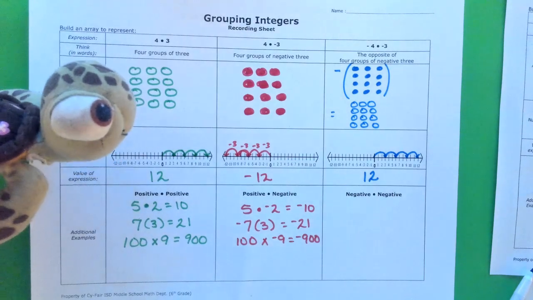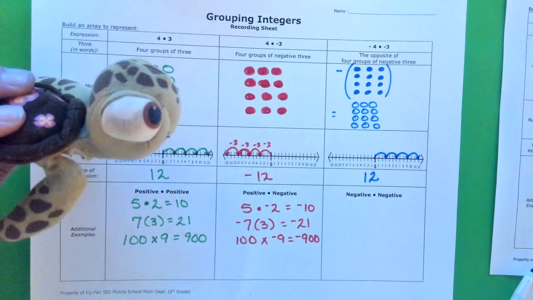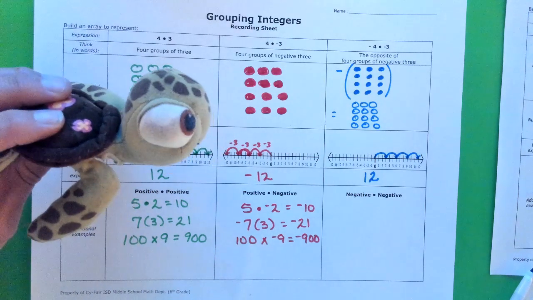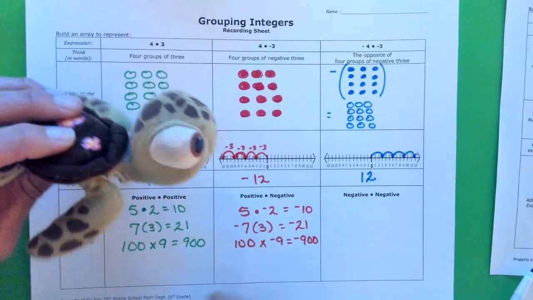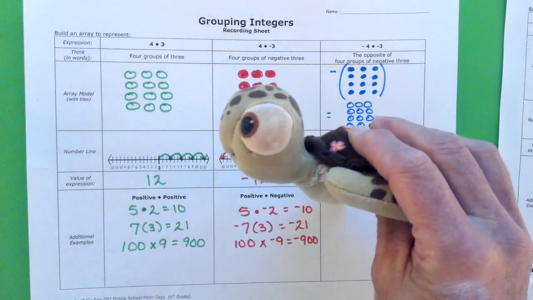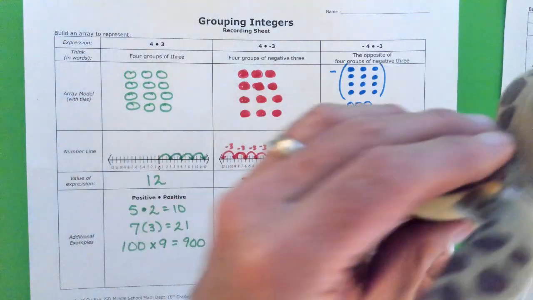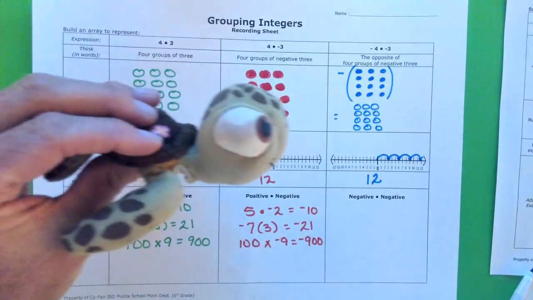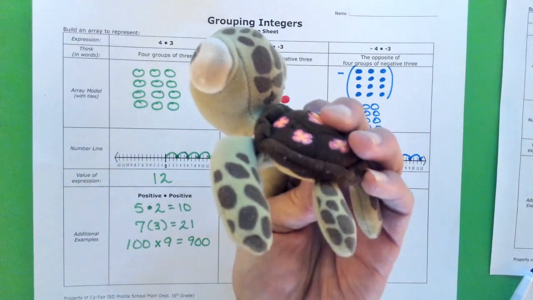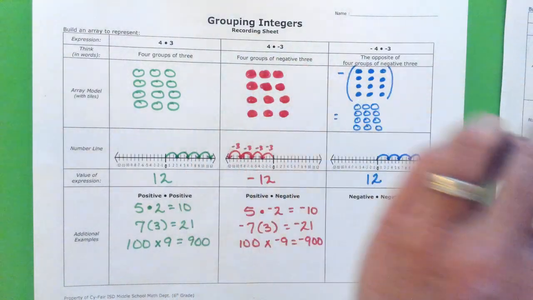Think of it this way, we've got Squirt here, and when we did a positive times a positive, he went in a positive direction. And then, when we times by a negative, it went backwards. Times by a negative again, it goes back forwards, facing the same direction we were when we started. So, multiply by a negative, you turn around. Multiply by a negative again, turn around, you're facing the same direction.